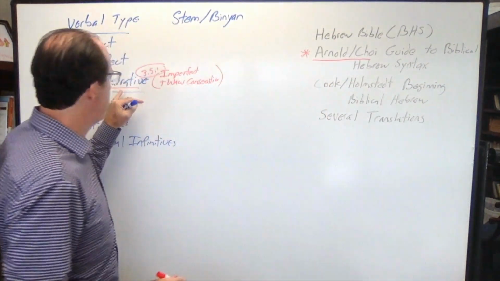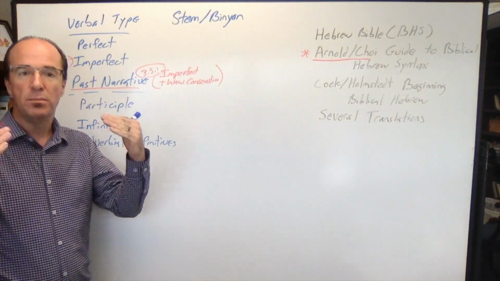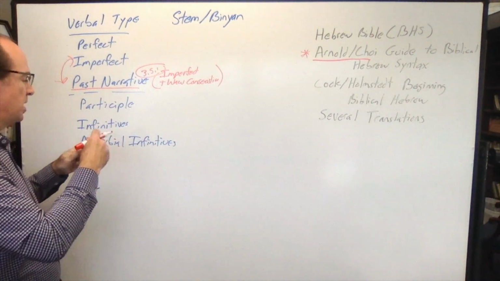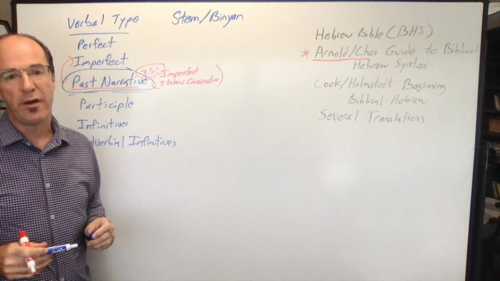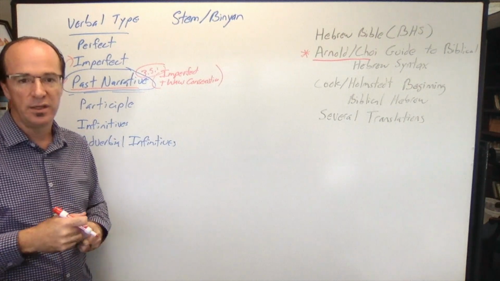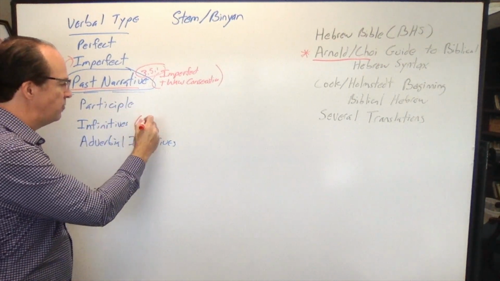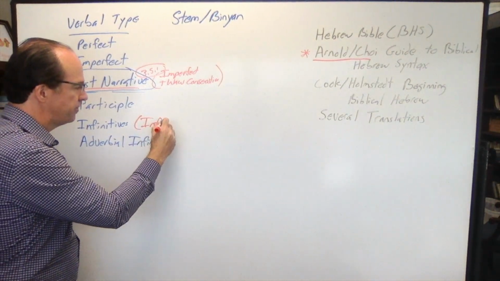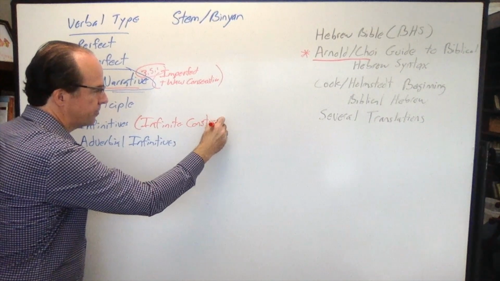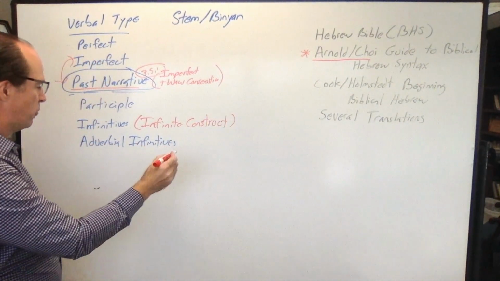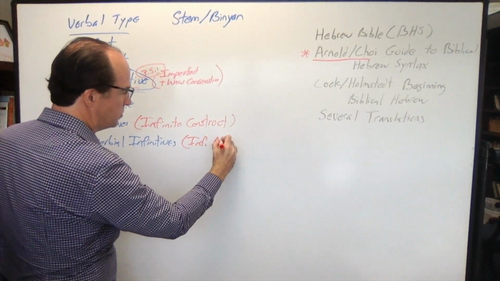But make sure you notice the past narrative has a different name in Arnold Choi. It's an imperfect plus vav consecutive. By the way, this is the most common type of verb in Hebrew narrative, so you're going to see it over and over again in the Hebrew text. And then back to participles and infinitives. This is called infinitive construct in Arnold Choi, and the adverbial infinitives are called infinitive absolutes.